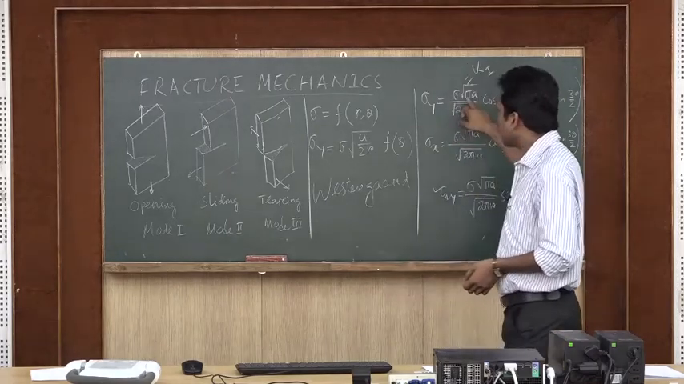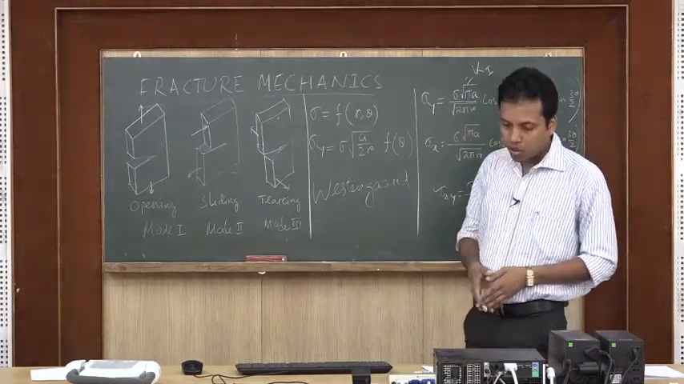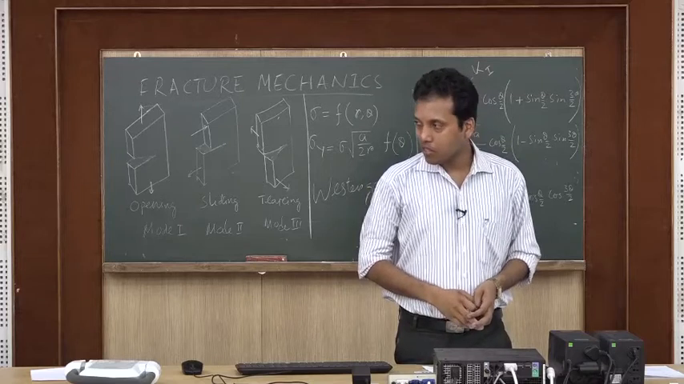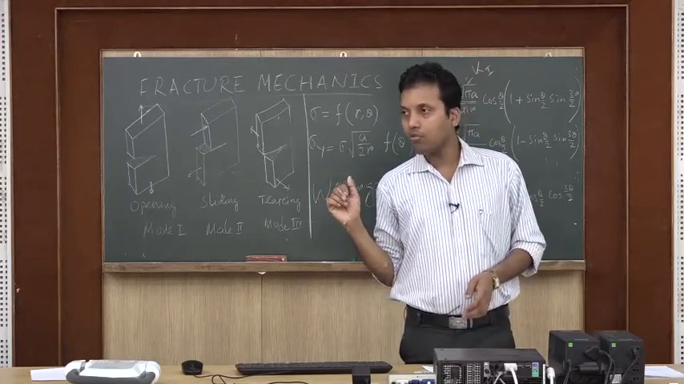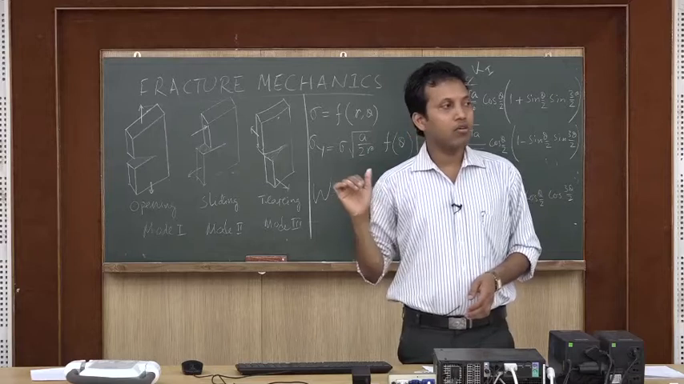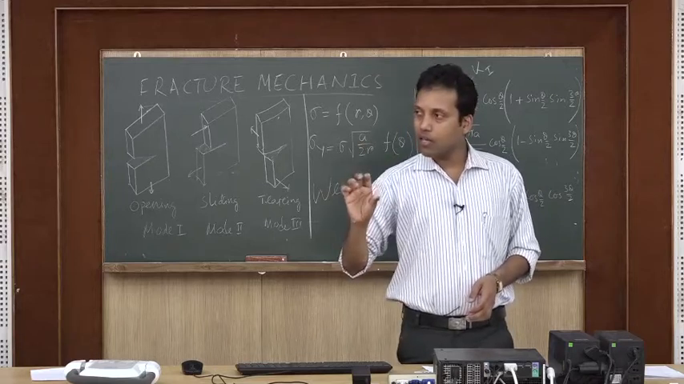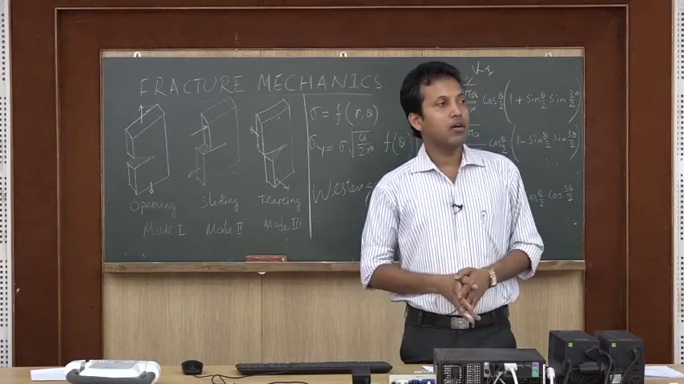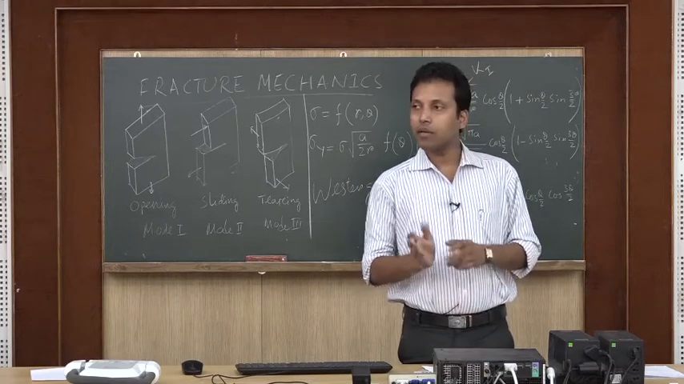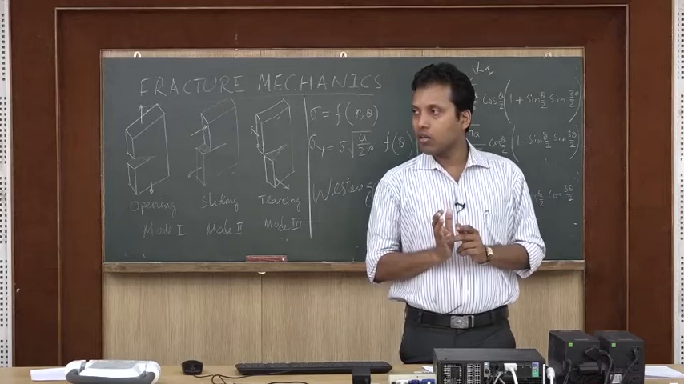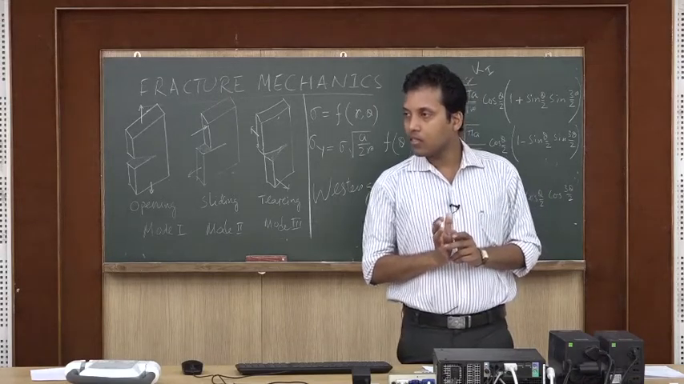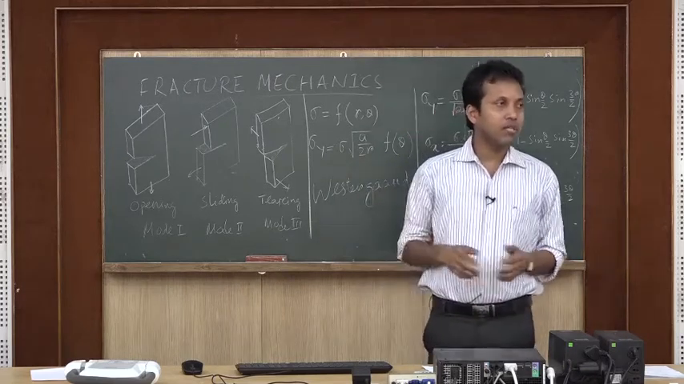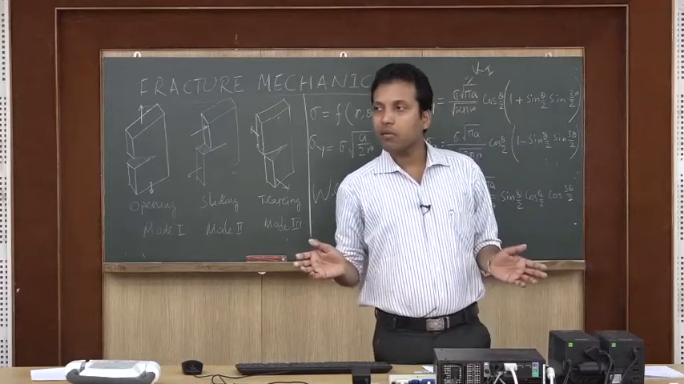But this sigma root pi a is not always the expression. Based on the crack geometry, this varies. The value of K for mode 1 loading we call K1, but this value of the stress intensity factor varies depending on the crack geometry. It is dependent on sigma and a, that means the applied stress and the crack length. Along with that, it is also dependent on the geometry of the crack. Geometry means what? The position of the crack.